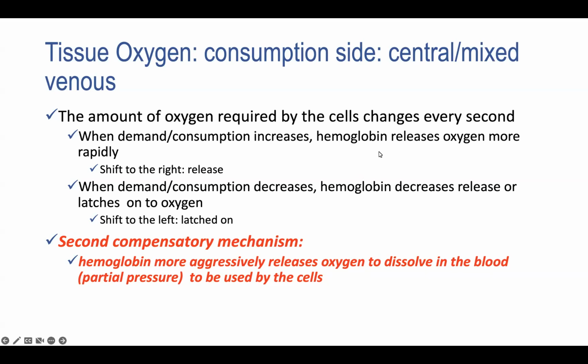Your hemoglobin is going to release oxygen more rapidly because you need it at the cell and your delivery didn't accommodate for that, okay? So that's really important. Hemoglobin releases oxygen when cells need it and cells can get it. And that means your SvO2 drops because you're using more oxygen at the cell.